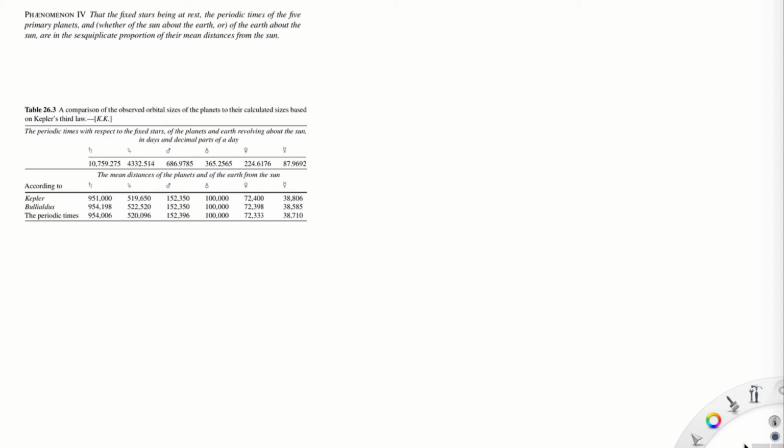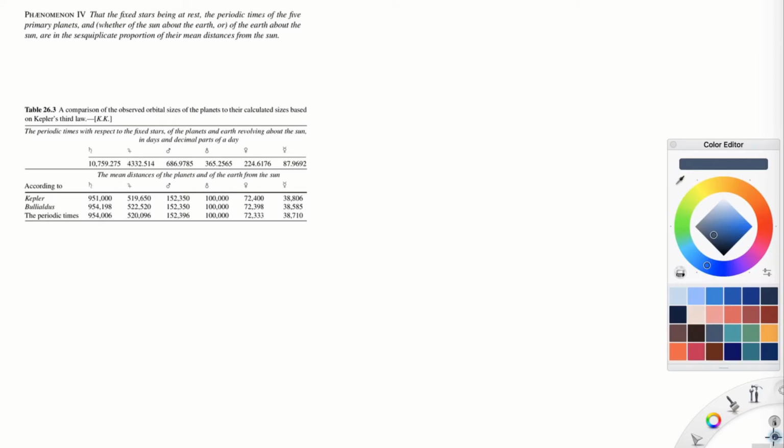He says that the fixed stars being at rest, the periodic times of the 5 primary planets, and whether of the Sun about the Earth or of the Earth about the Sun, are in the sesquiplicate proportion of their mean distances from the Sun. And as I mentioned in my last lecture, the idea here is that if you consider the Sun being, for instance, right here, and if you consider any 2 planets, let's take, for example, the orbit of Mars and Saturn around the Sun. So let's put Mars right here, and let's put Saturn right here. That's a symbol for Saturn, that's a symbol for Mars.